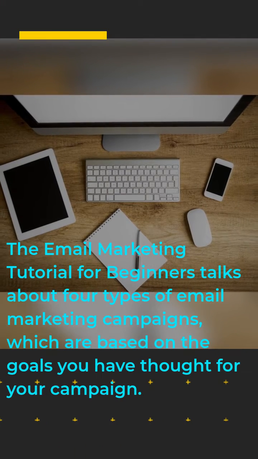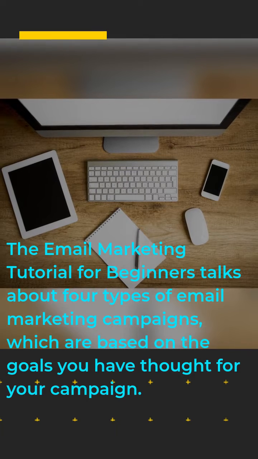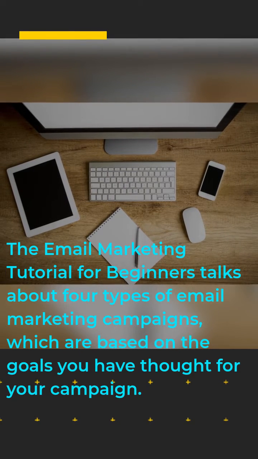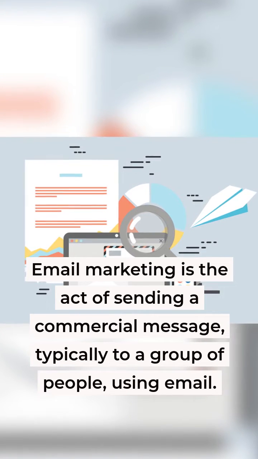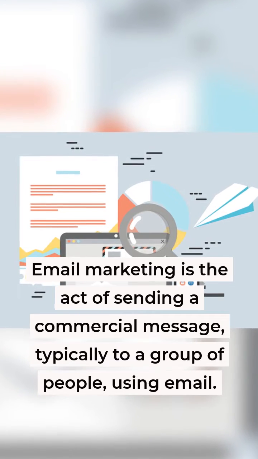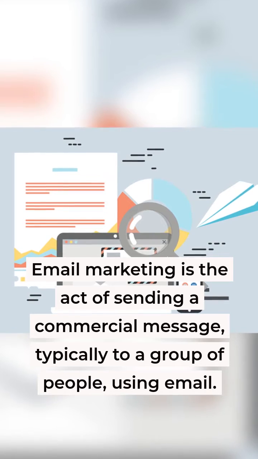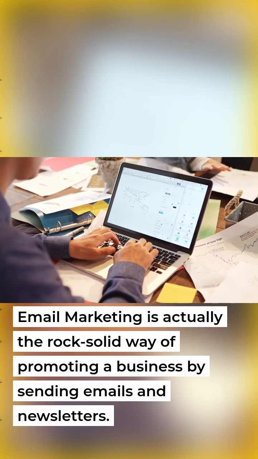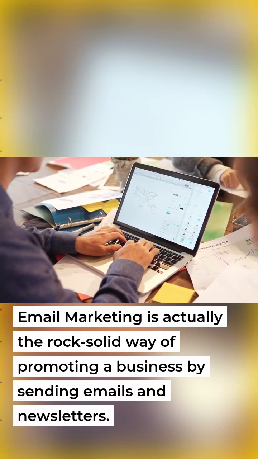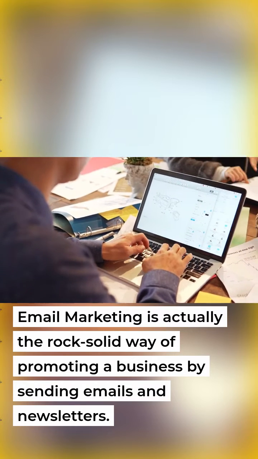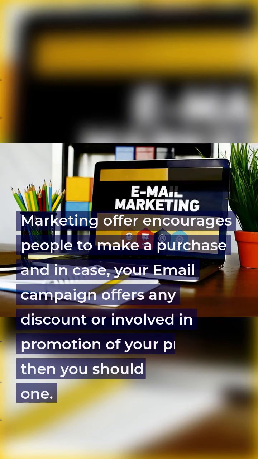Email marketing. The email marketing tutorial for beginners talks about 4 types of email marketing campaigns, which are based on the goals you have thought for your campaign. Email marketing is the act of sending a commercial message, typically to a group of people, using email. Email marketing is actually the rock-solid way of promoting a business by sending emails and newsletters.